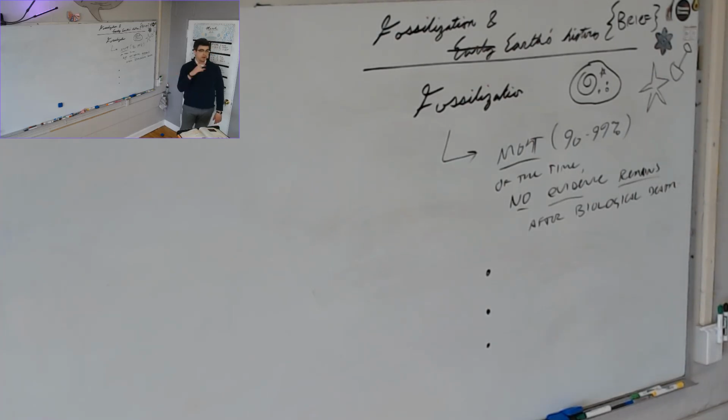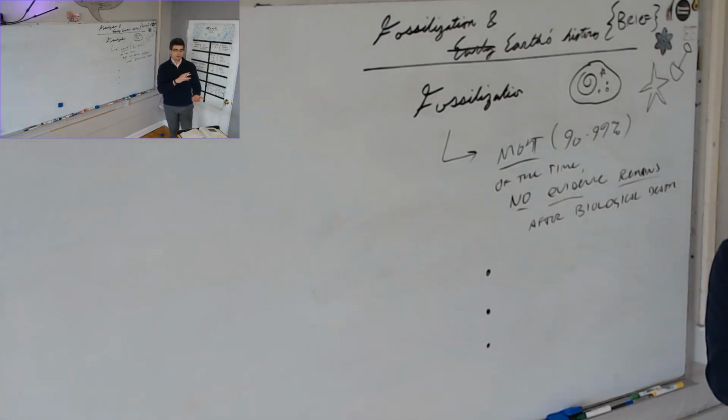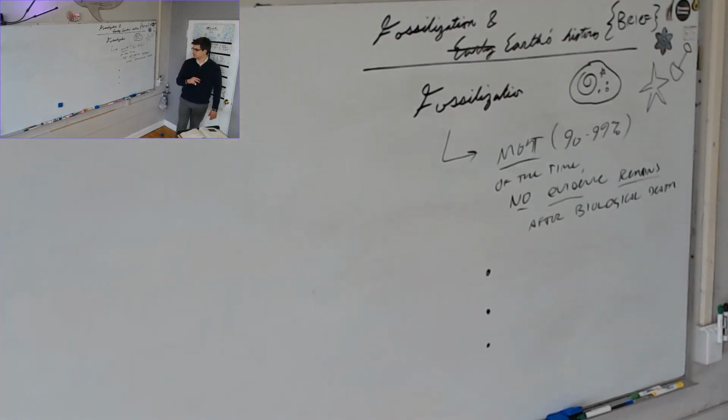Once again, on the other side, it doesn't have to be the remains of an actual organism. It could be like a footprint. It could be eggs. It could be poop, which we call a coprolite. And those things are all evidence of life, but they're not themselves ever alive.